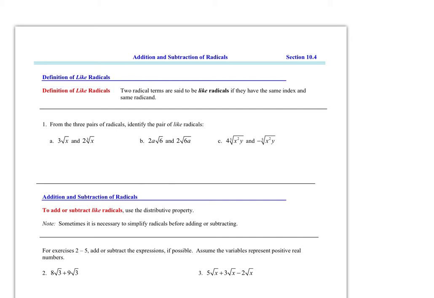So a like radical will have the same index and the same radicand, so the same root and the same inside. So square root of x and the cubed root of x are not like radicals. Square root of 6 and the square root of 6a are not like radicals because the inside of one is 6, the inside of the other is 6a. But on C, we have a square root on both, and we have x squared and y as our insides. So C has like radicals.